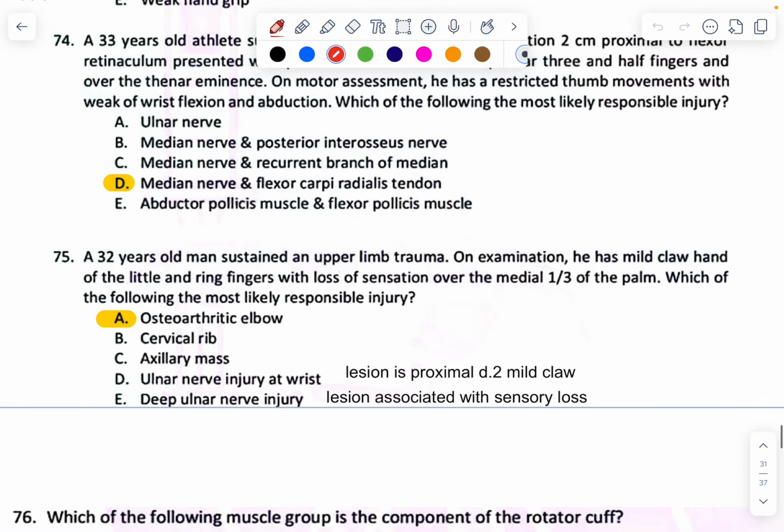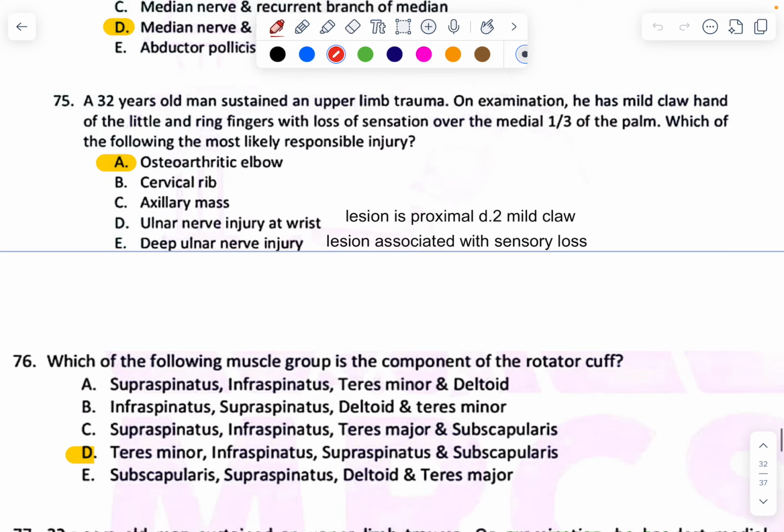Which of the following muscles are components of the rotator cuff? Supraspinatus, infraspinatus, subscapularis, teres minor.